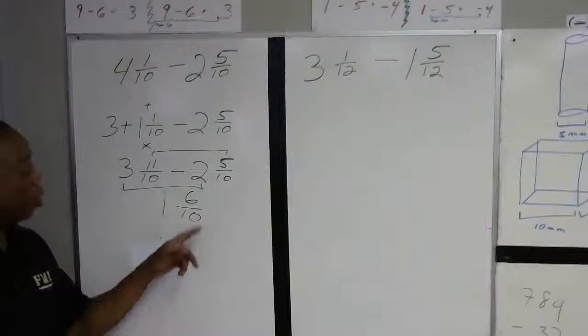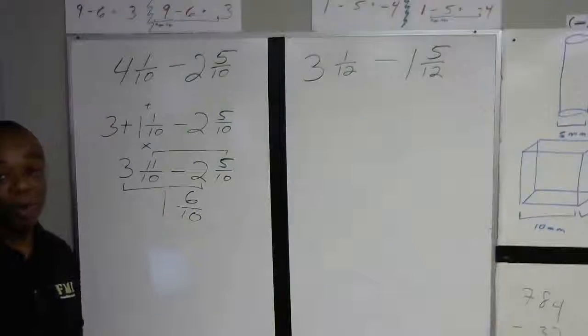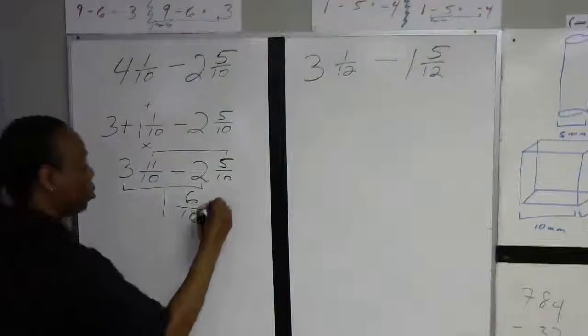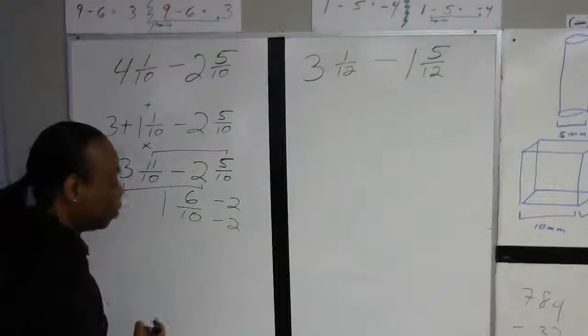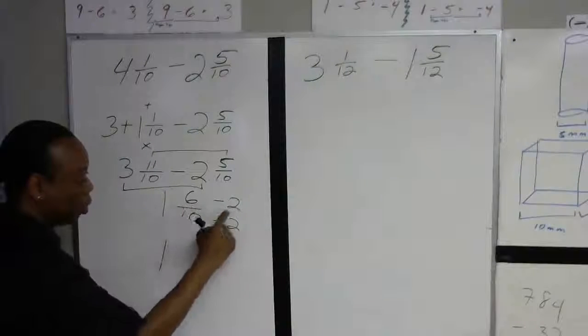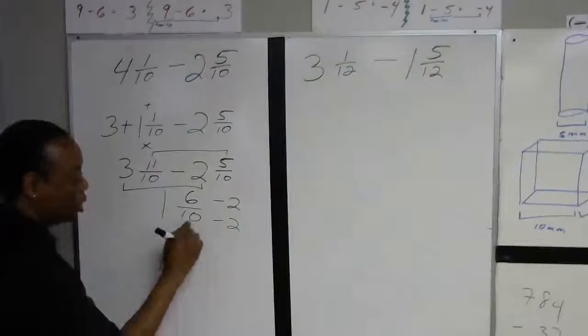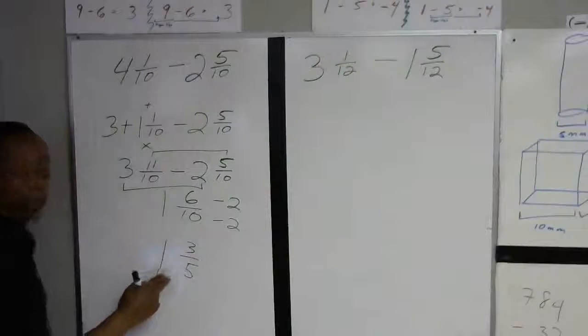Now, you notice the 6/10 is not simplified. We can divide these both by 2. So once I divide these both by 2, 6 divided by 2 is 3, and 10 divided by 2 is 5. The answer is 1 3/5.